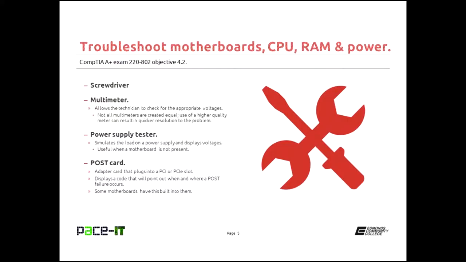And finally, you might want to consider picking up a power-on self-test card, a POST card. This is an adapter card that plugs into either a PCI or a PCIe slot, and it will display codes that point out where a POST failure occurs. They're pretty good. They come in handy when troubleshooting some problems with motherboards. If you're really lucky, your motherboard happens to have a POST tester built into it, in which case you look at the output on the digital display and you look up the code in the manual.